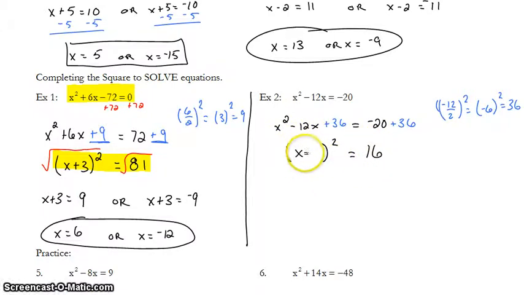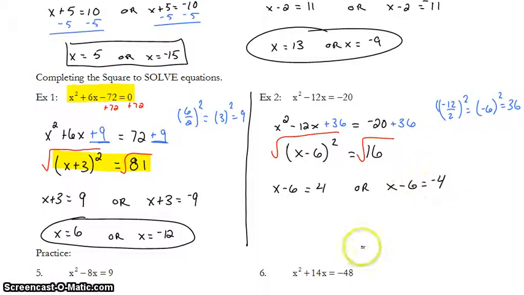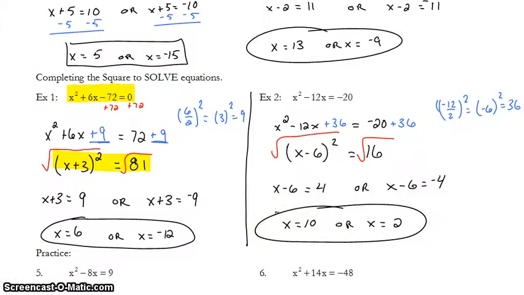Okay. And I have x minus 6. Here's my minus 6 here. Square root, x minus 6 is 4, or x minus 6 is negative 4. Okay, those cancel. Square root of 16 is positive or negative 4, so I get x is 10, or x is 2 as my final answer.